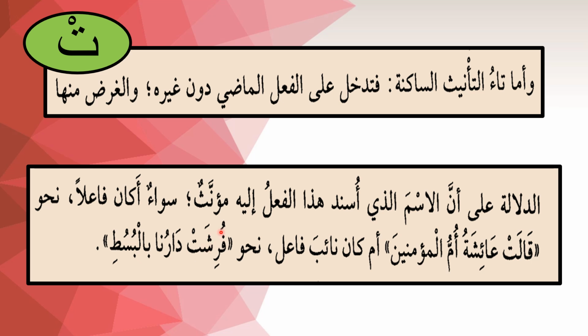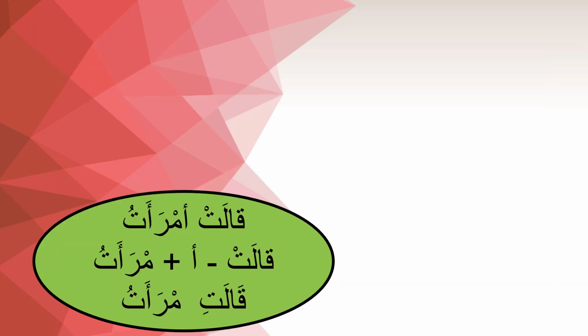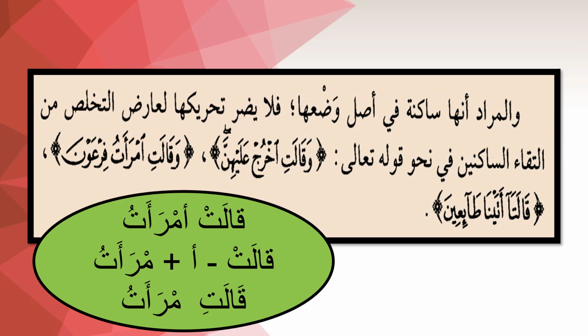As you can see the structure from farasha to furisha, the fail madi, having the first letter with the dhamma, the middle letter with the kasra, and the sheen with fatha. This is the structure of fail majhul. So whatever comes after fail majhul is the naibul fail. Let's see the last sign, that is the ta tanis.